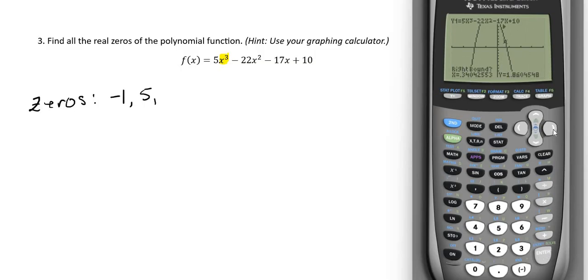Now it's asking me for the right bound. So I'm going to use my arrow here, scroll over. So now I am to the right of my 0 and press enter.